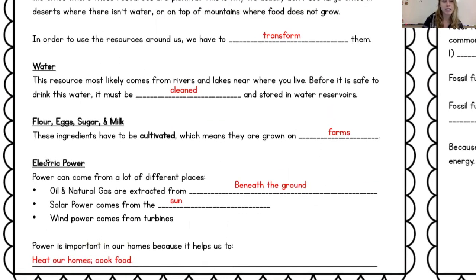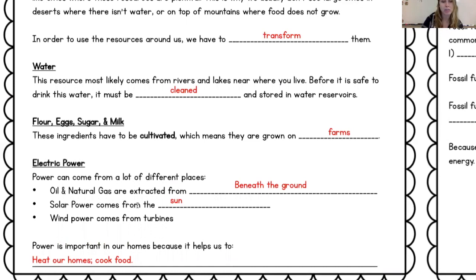The next one, electric power. Power can come from a lot of different places. Oil and natural gas are extracted from beneath the ground. I bet some of you guys have parents who work for natural gas or oil companies. My dad works for a natural gas company. It's very important to Alberta's economy, but all of that is taken from beneath the ground.